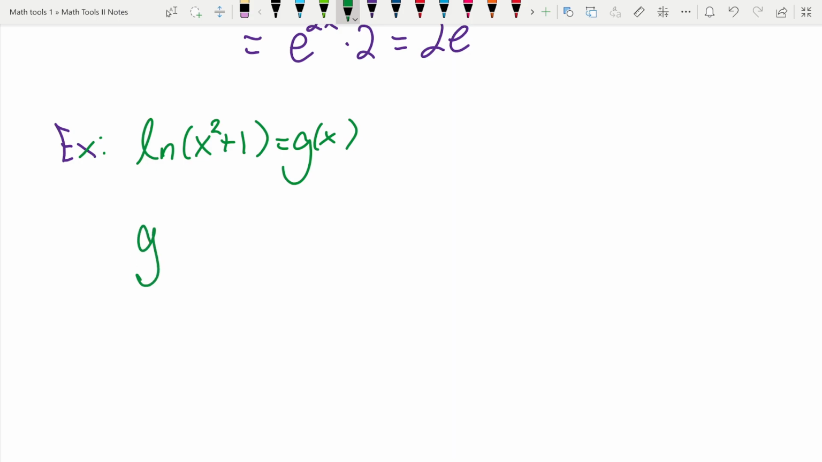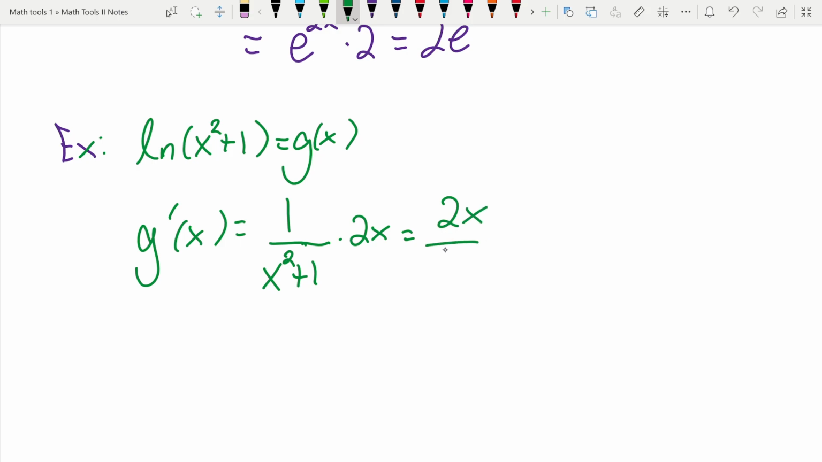Okay. So g prime of x then is going to be the derivative of the natural log part, which is 1 over x squared plus 1, right? The derivative of natural log of x is 1 over x. So in general, this is 1 over whatever's inside of here, times the derivative of the inside part. So in this case, 2x. Okay. So this is going to equal 2x over x squared plus 1.